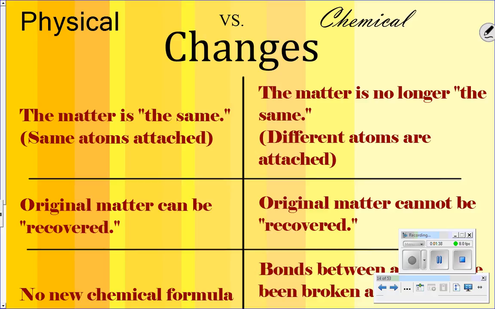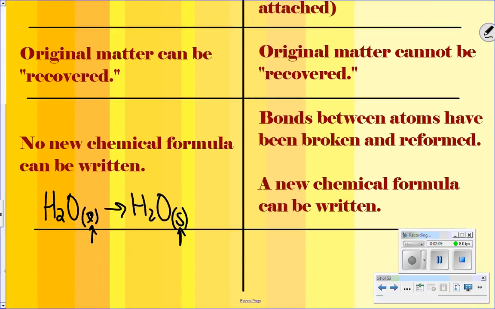Chemical changes are changes where the matter is no longer the same. In other words, we've detached atoms and reattached them in another way. To actually get the original matter back, you would have to do something pretty extensive. You'd usually have to do another set of chemical changes. There are reversible chemical reactions, but for the most part, our original matter is not simply recovered by doing something simple like freezing and thawing out water. Bonds between the atoms have been broken and reformed, and a new chemical formula can be written.